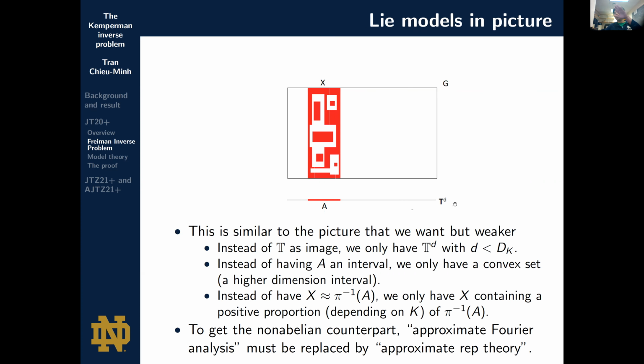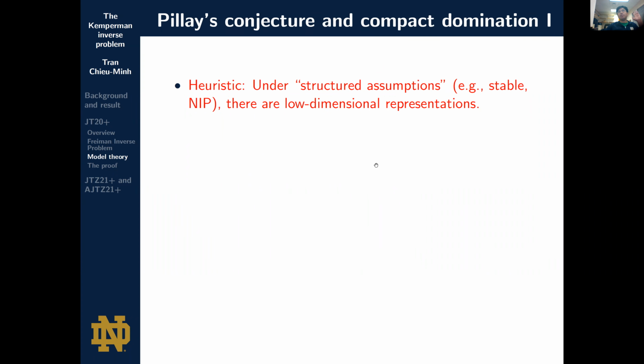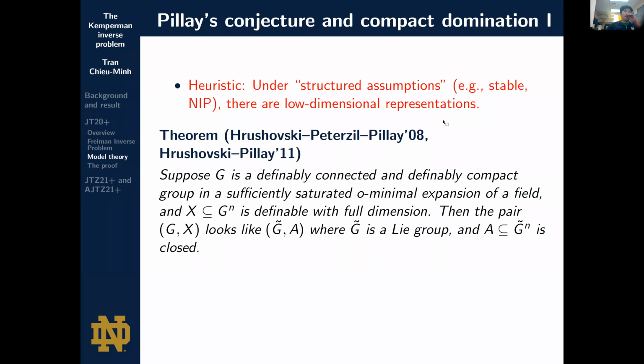Okay, maybe before that, what we really want to do is construct something to a Lie group with bounded dimension, right? So that means that we want to construct a representation with small dimension, right? And the heuristic is that under structure assumptions, for example stable and NIP and so on and so forth, there could be suitable low dimension representations. And the stereotypical theorem of this type is the solution of the Pillay conjecture by Hrushovski, Peterzil, and Pillay, and also the later compact domination theorem by Hrushovski and Pillay.